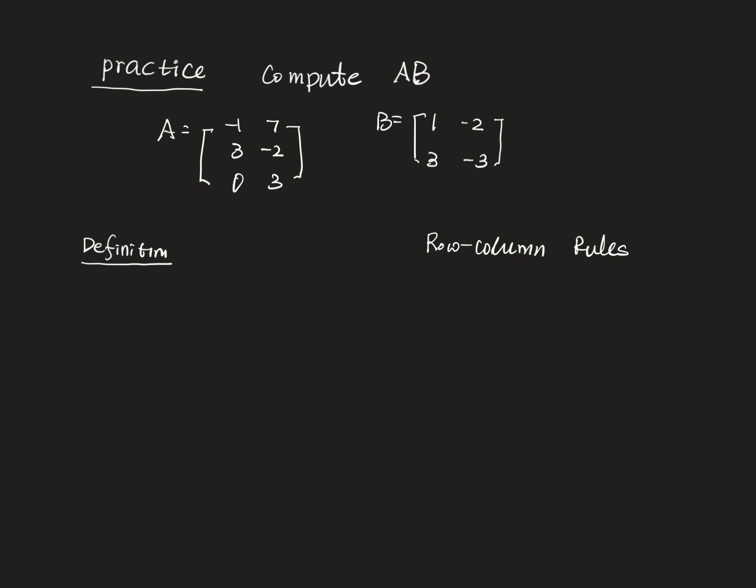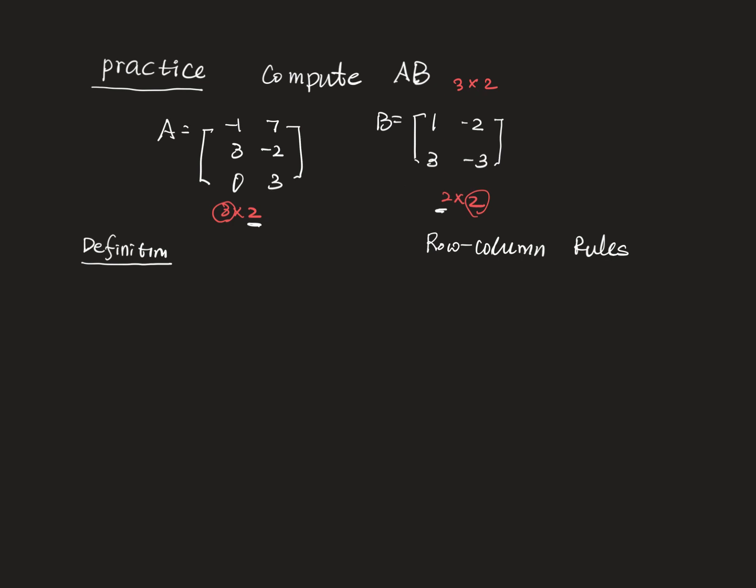Size of matrix first. This one is 3 times 2, 3 rows 2 columns. This one is 2 times 2, so 2 rows 2 columns. Oh, see that? This number is the same. So we're going to have an AB matrix. The size is going to be 3 by 2. So you're looking for a 3 times 2 matrix, guys, okay?